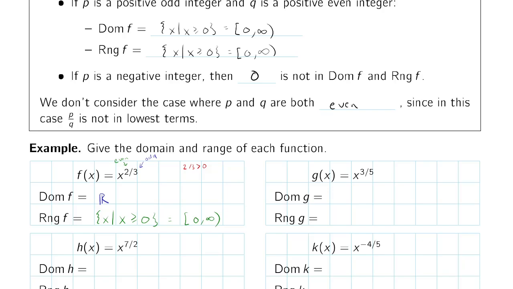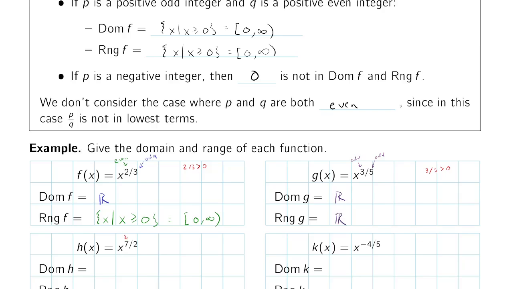In this next example, g of x, we have an odd numerator and an odd denominator, and our exponent is positive. So the odd numerator and denominator mean that the domain and range will both be all real numbers.